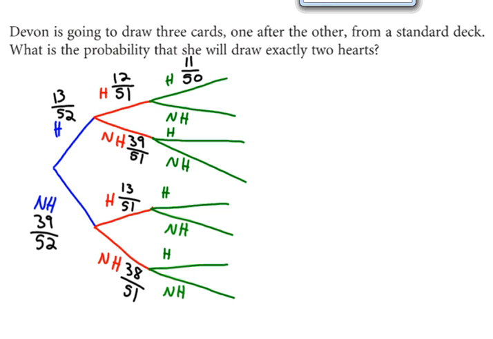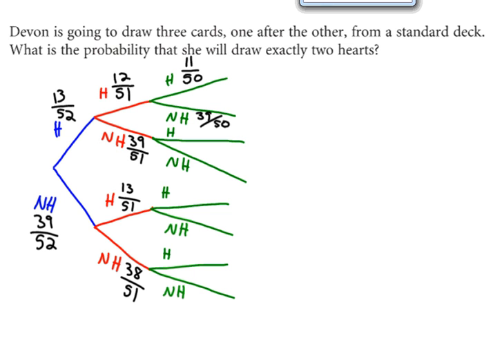Now we're going to work along the path that she chose a heart on the first card, a heart on the second card, and what's the probability that she chooses a non-heart on the third card? So this probability is 39 out of 50.